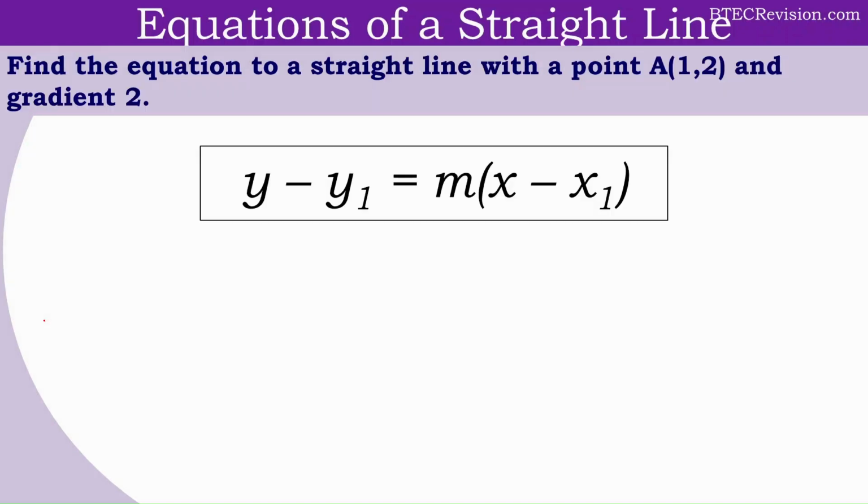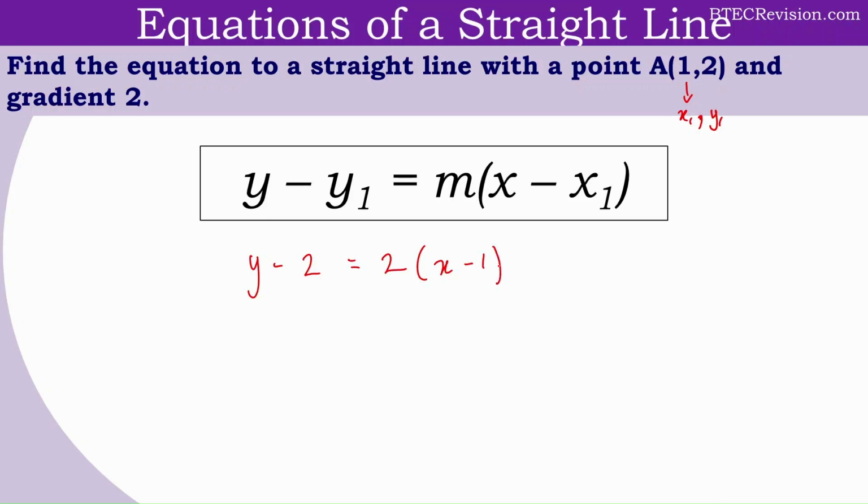For example, to find the equation of a straight line with this point A, (1, 2), and gradient 2, here we can see 1 is going to be our value x1. We start off with the x value first, and then the second value is going to be our y1. So we can replace these values into this equation. We have y take away y1, which is 2, which is equal to the gradient, that's 2, bracket x take away x1, which is a value of 1.